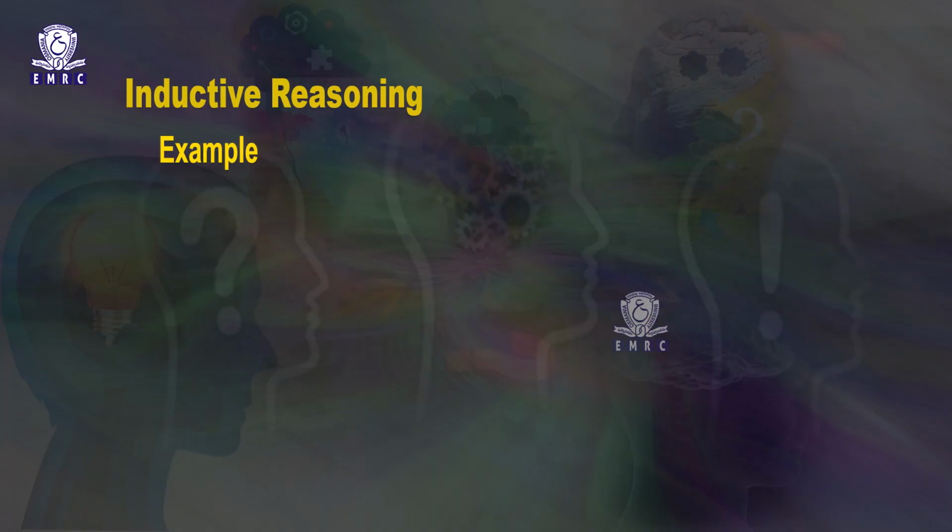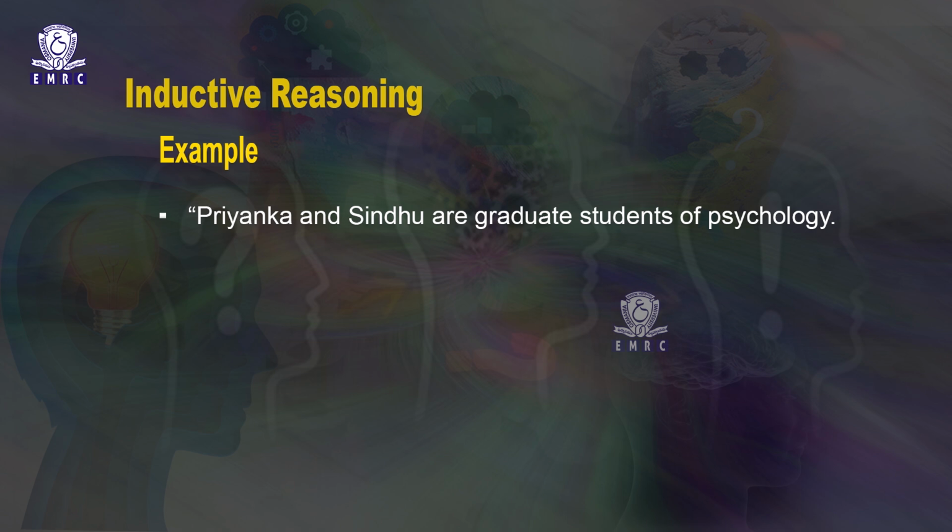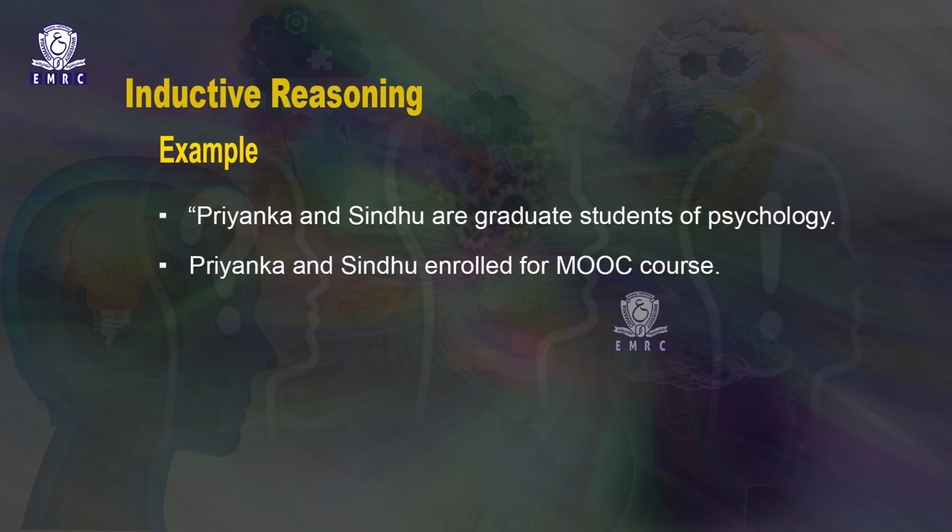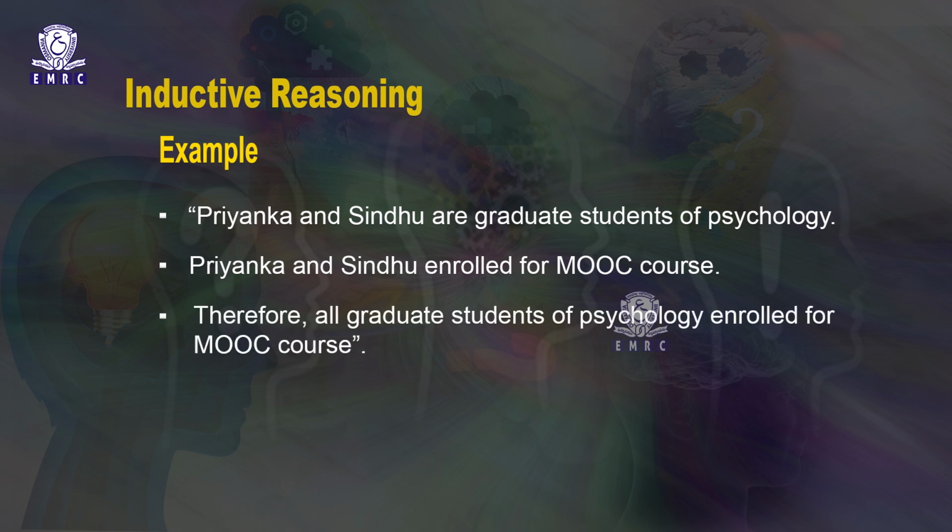For example, let us take the same example and twist it. Priyanka and Sindhu are graduate students of psychology. Now, Priyanka and Sindhu enrolled for a MOOC course. This is the second premise. Therefore, all graduate students of psychology enrolled for the MOOC course. So, what am I doing? What is the information I have?